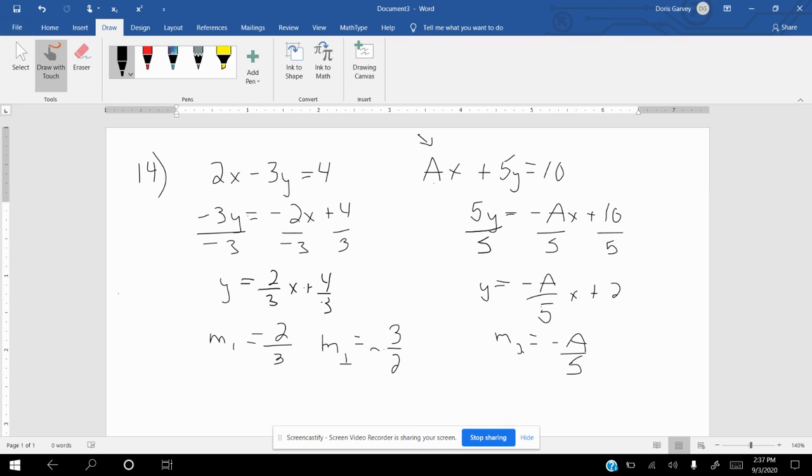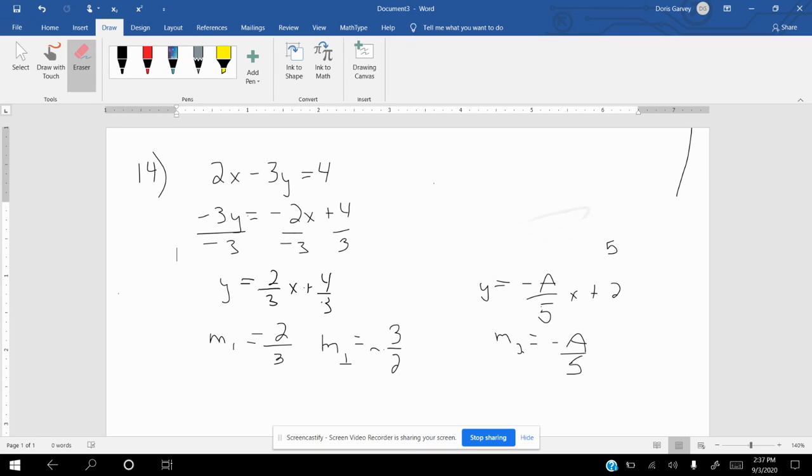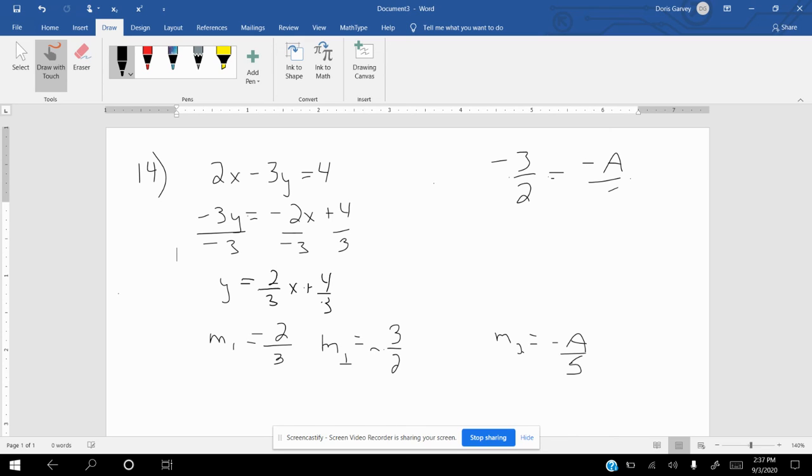Well, I want this slope here, -a/5, to be equal to -3/2. So let's just write an equation saying that. I'm right out of room, so I'm just going to erase something. So I'm going to just say up here that -3/2 is going to be the same thing as -a/5, because that's what I want to have happen.